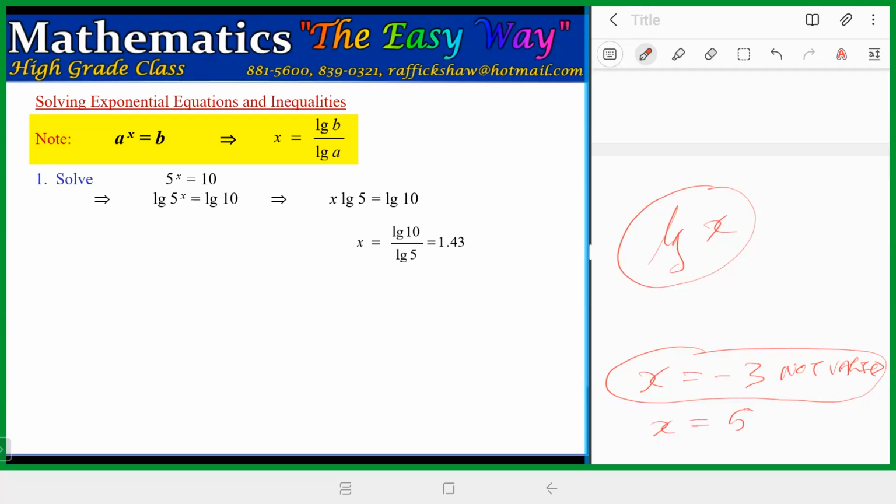What did you get? Check it again. Log of 10 over log of 5. Log of 10 divided by log of 5. You don't get that? Can you calculate that? Quick. Online, everybody get that? 1.43? Yes, sir.